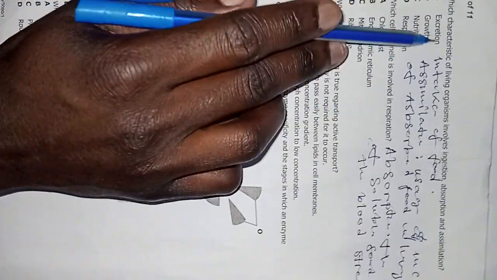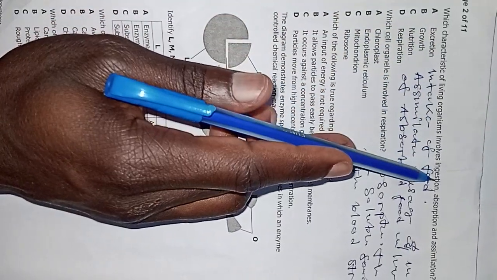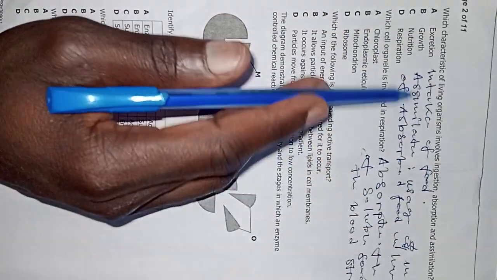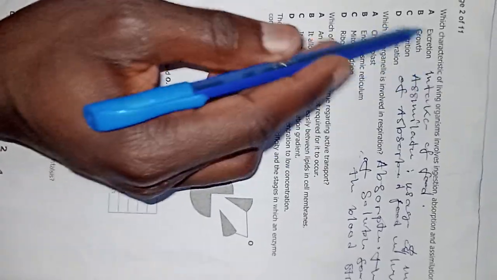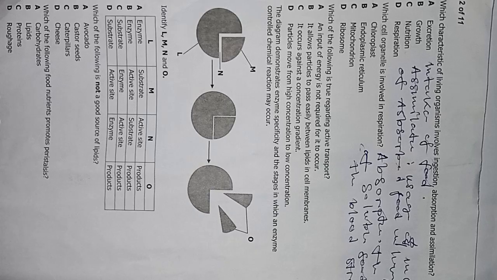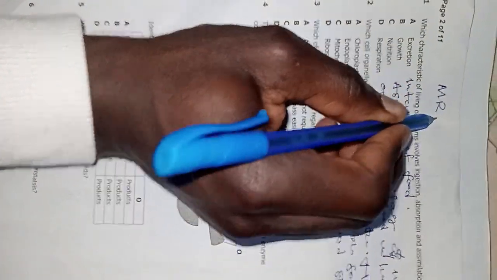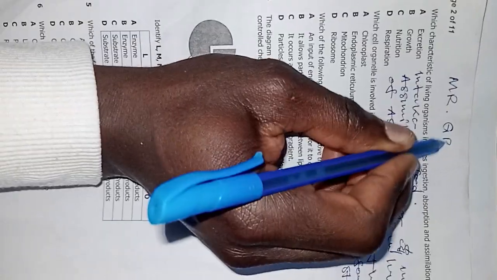Now, the question says, which characteristic of living things involves ingestion, absorption, and assimilation? So, what do we understand by the characteristics of living things? Oftentimes they can even ask you which one is not the characteristic of a living cell. So what we do every time, we write what we call the Mr. Graphic, the memory aid, Mr. Graphic.